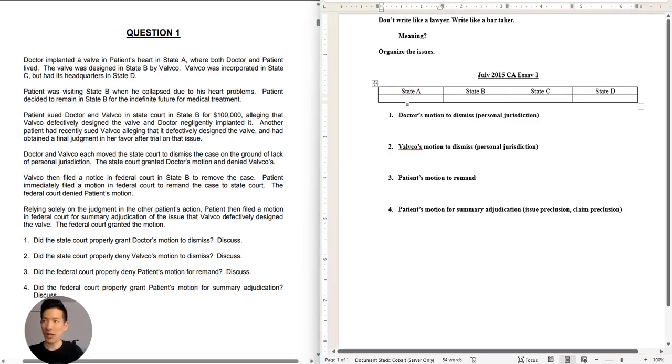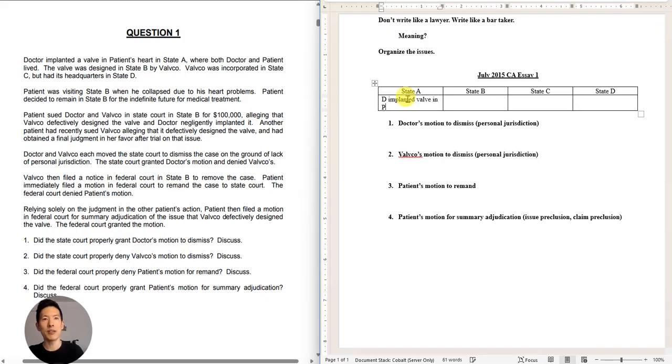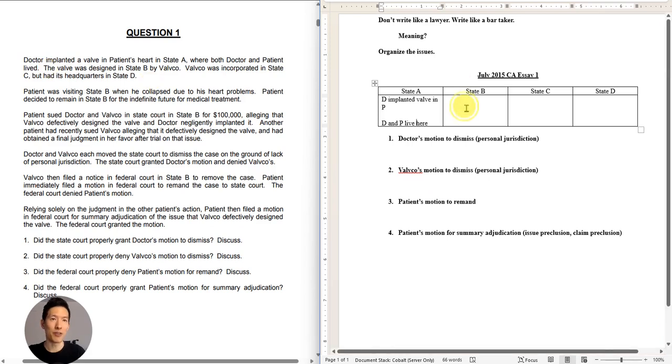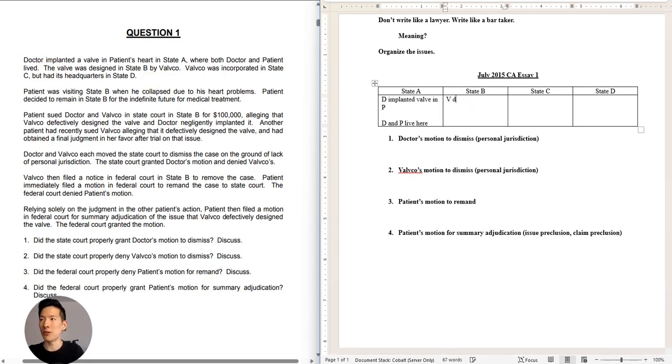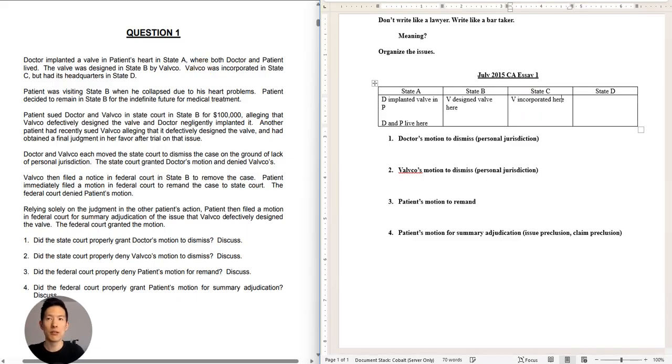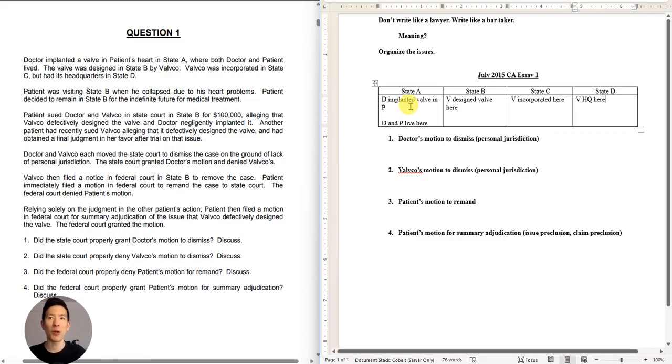So let's see here. Let's write that down. The doctor implanted the valve in P in state A. So they both live in state A also. The valve was designed in state B by Valveco. Let's write that down. Valveco designed the valve here in state B. Valveco was incorporated in state C and has its headquarters in state D. So Valveco is sort of all over the place, but let's see what happens.